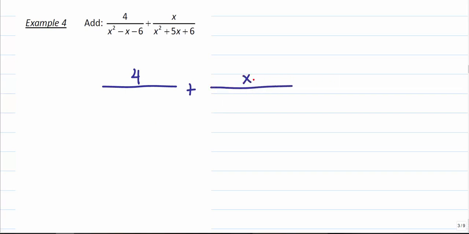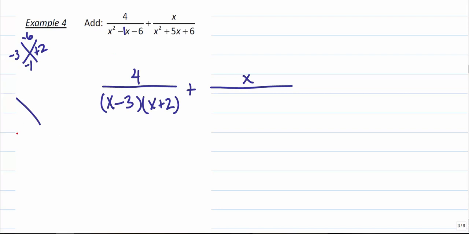So each denominator is one that factors using a simple diamond, right? I'm looking for, in this first one, what multiplies to -6 and adds up to -1. And if I think long and hard, these two numbers multiply to -6 and add up to -1. And then I'm looking for two numbers that multiply to 6 and add up to 5. So that would be x plus 2 and x plus 3.